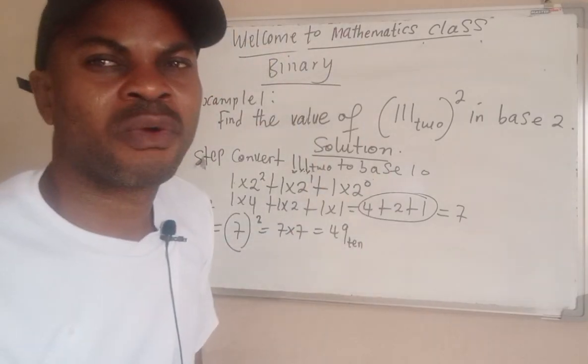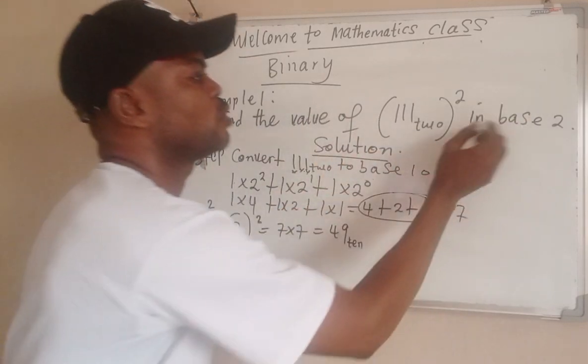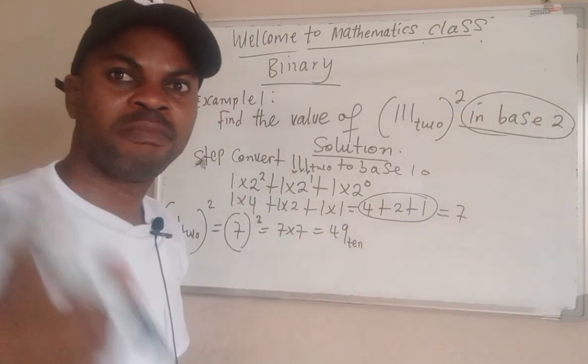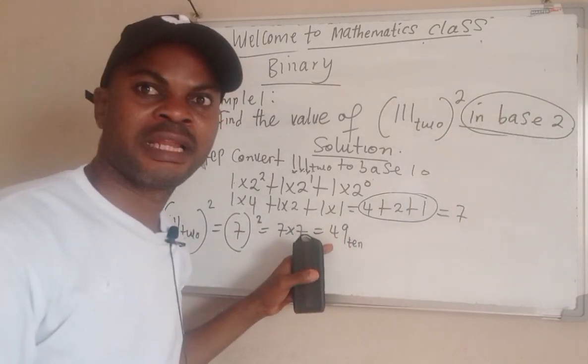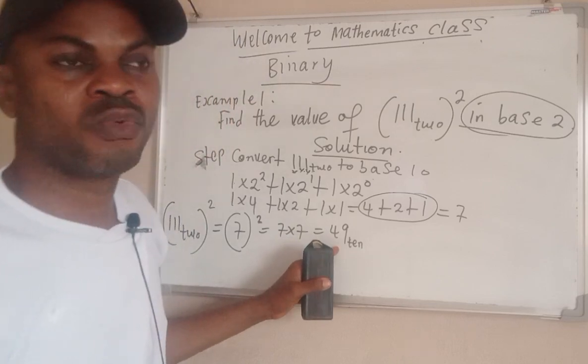That is not the end of the question, because the question says, find the value of this in base 2. Take a close look at this. It must be in base 2, but is 49 in base 2? No. That means you still have unfinished work to do.